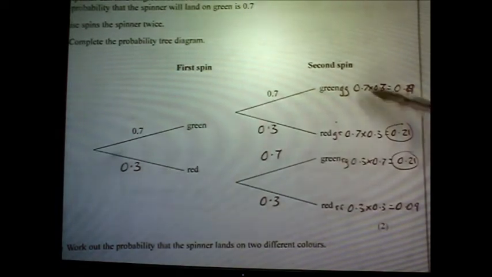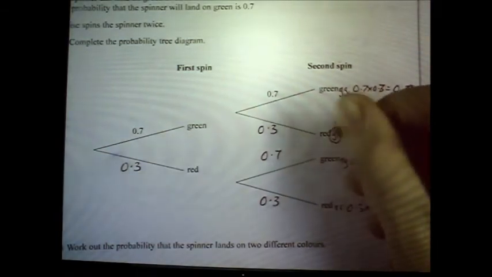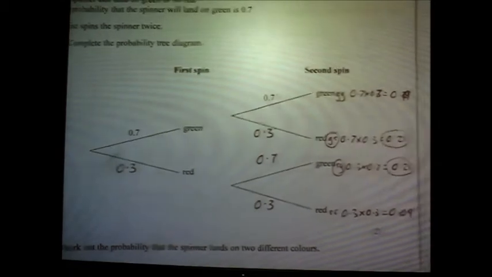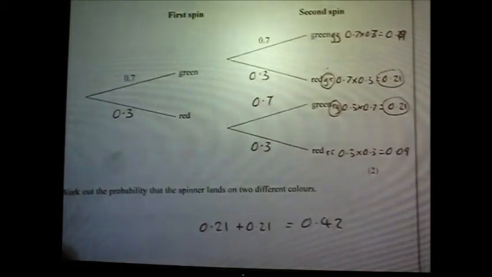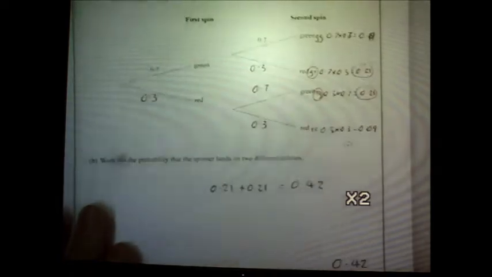So which one of these are 2 different colours? Well, the ones I'm interested in are this one and this one, because they're 2 different colours. So that's 0.21. But because you need to add them up, you see my sum there, the answer is 0.42. You get 3 marks for that question, and that's a really nice question to pick up 5 marks on. Question number 20.